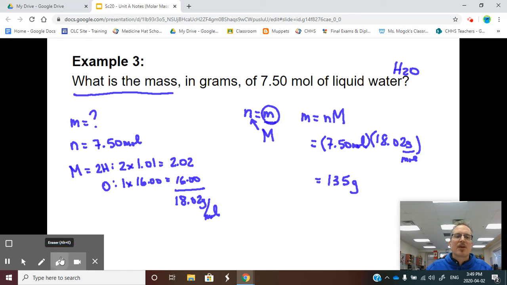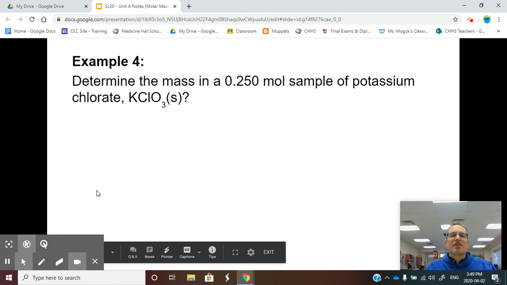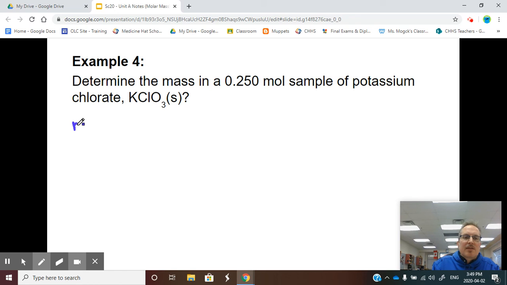So that's 4 marks. What I would like you to do is copy down question number 4 and pause the video. And I would like you to try it for yourself, pretty please. So while you're doing that, I'm going to work ahead. We are trying to find mass. We know the moles in the question is 0.250 moles.